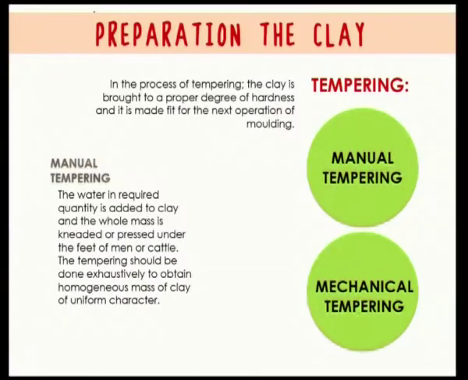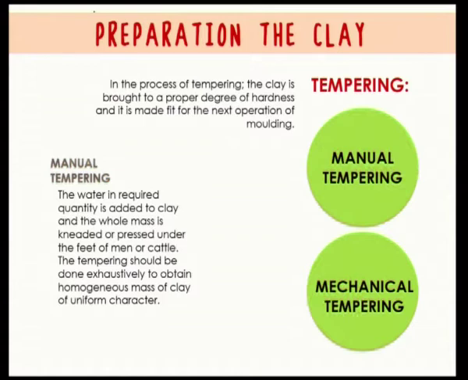Tempering is a higher degree of blending. Blending is just the first level of mixing. In tempering, you further mix the clay. There are two types of tempering: manual tempering and mechanical tempering. In this, the clay is brought to a proper degree of hardness and made fit for the next operation of molding. So, in both manual and mechanical tempering, there is a lot of mixing happening.